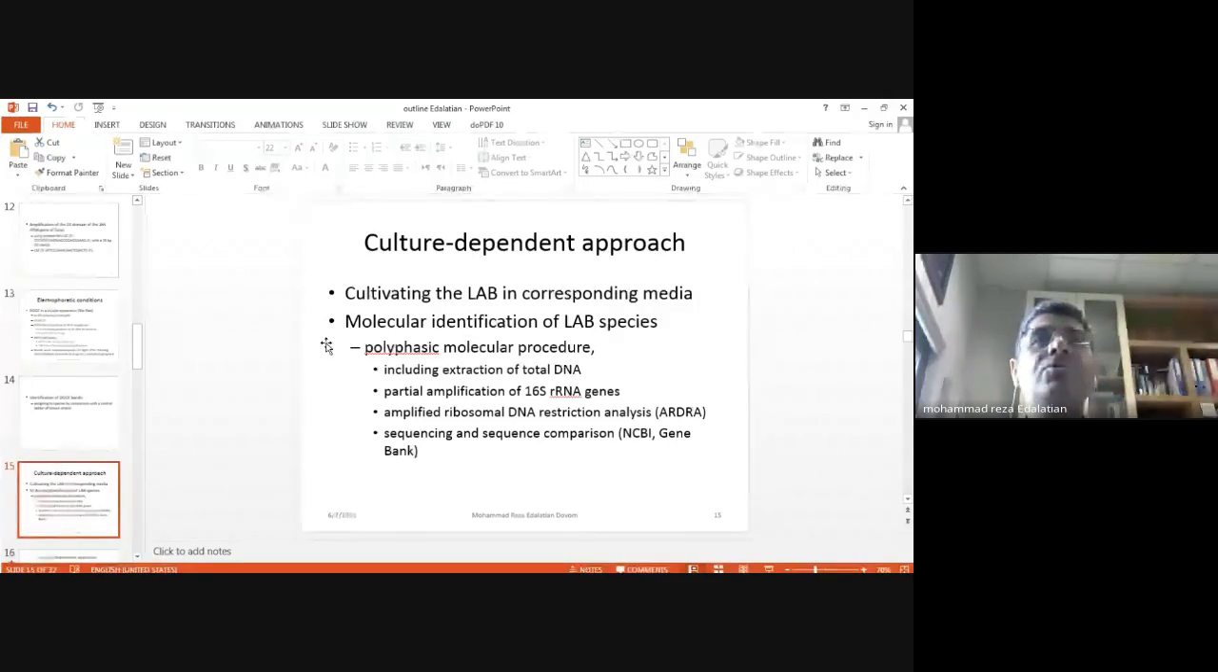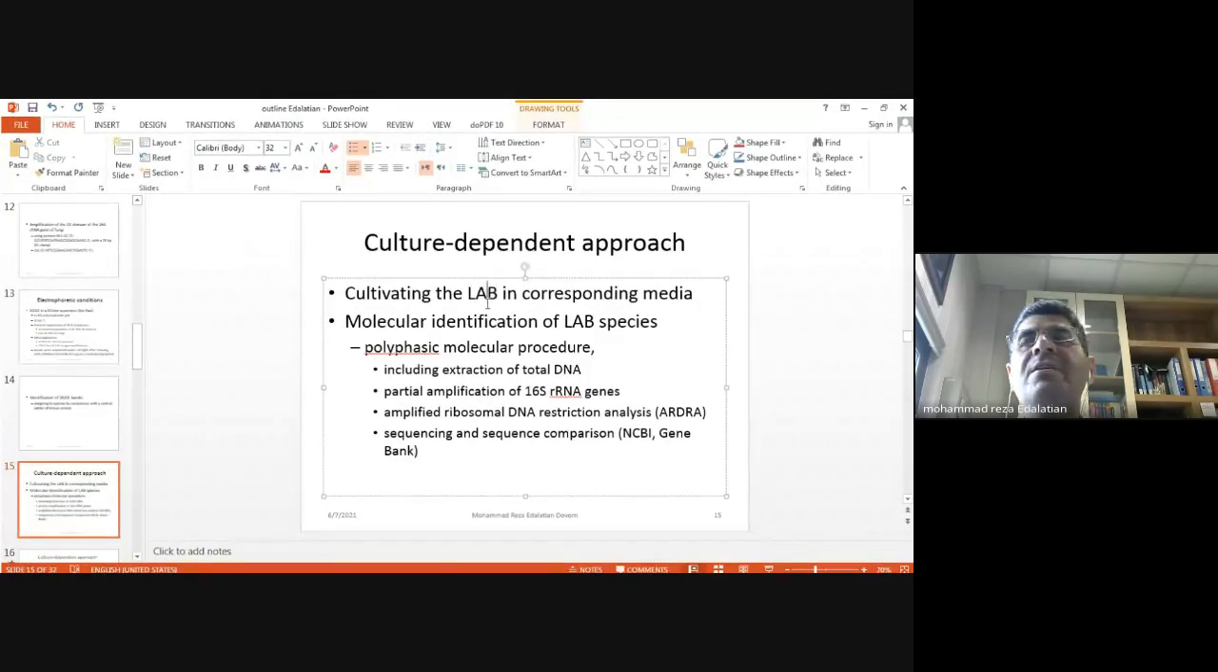So for molecular identification with the culture-dependent approach, first of all, we should cultivate the LAB here. LAB stands for lactic acid bacteria, because the goal of our research is the identification of lactic acid bacteria here. So we should cultivate the lactic acid bacteria in a corresponding medium like M17 or MRS. In the next step, we have molecular identification of LAB species.